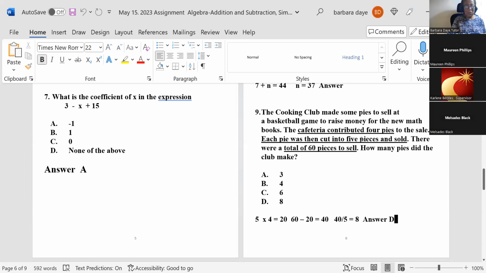Yes. And you have a total of 60 pieces to sell. So if the cafeteria gave 20 from 60, that's 40 for the club. So how many did they make? 40 pieces divided by 5 pieces per pie. That would be 8 pies that the club made. Okay. Got it? Questions? Smart thinking. Very good, Maureen.